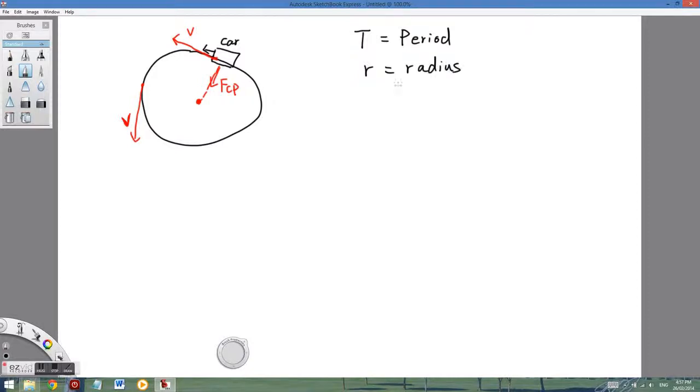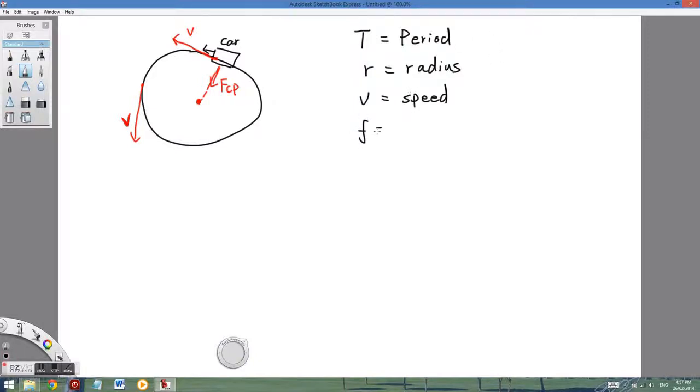Also, please copy this down in your book. v will be the velocity, but in circular motion equations we use it as a speed. The velocity is always changing, but the magnitude doesn't change.